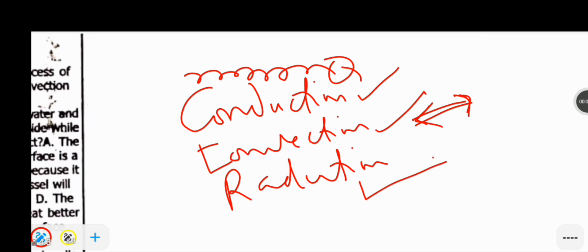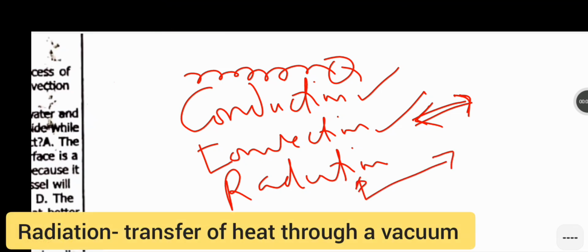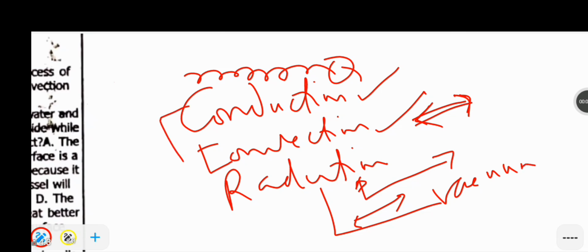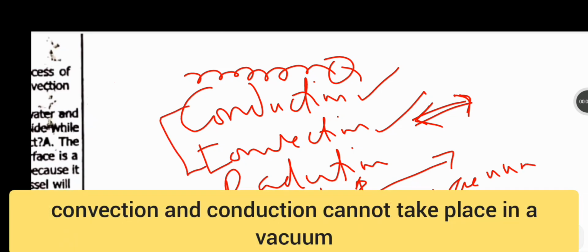Then radiation is the transfer of heat without any material medium. So that's how heat is transferred from the sun to the earth without any medium at all. This one can occur through a vacuum. Radiation can occur through a vacuum, but convection and conduction cannot occur through a vacuum.